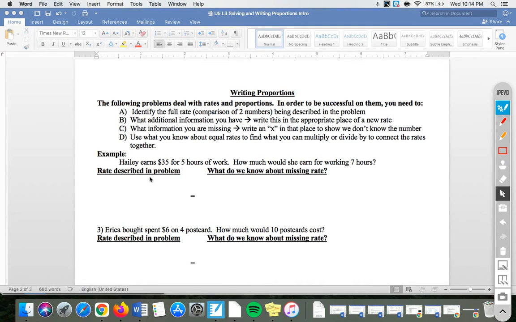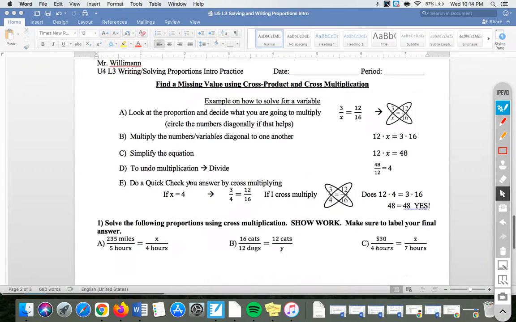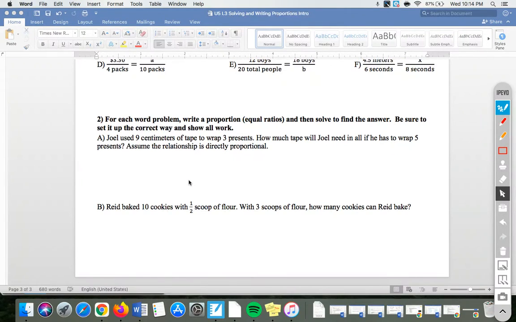So again, I have a setup here to give you a good structure to write a proportion. I'm going to show you one here without as much. In the word problem on A, Joel used 9 centimeters of tape to wrap 3 presents. How much tape will Joel need in all if he has to wrap 5 presents? Assume the relationship is directly proportional.